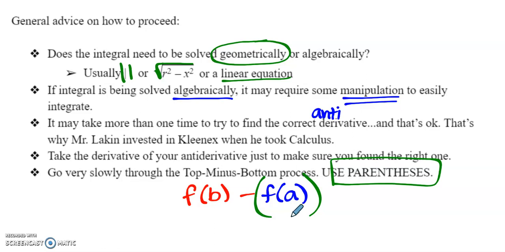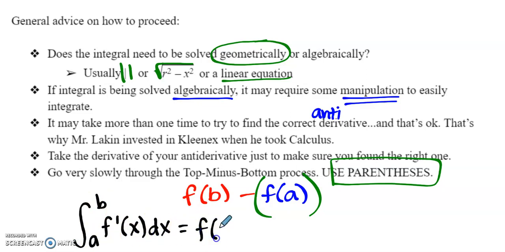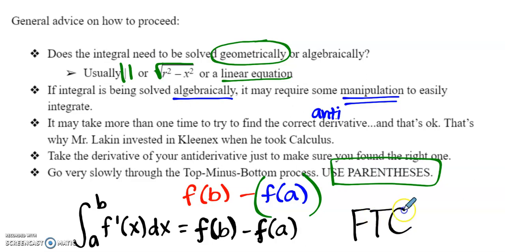Otherwise, keep practicing. Fundamental theorem of calculus says the integral from a to b of f prime of x dx is equal to F of b minus F of a. So a shortcut for finding the area under a curve is to use the antiderivative evaluated at the endpoints and find the difference between. Congrats! You learned the FTC, Part 1.